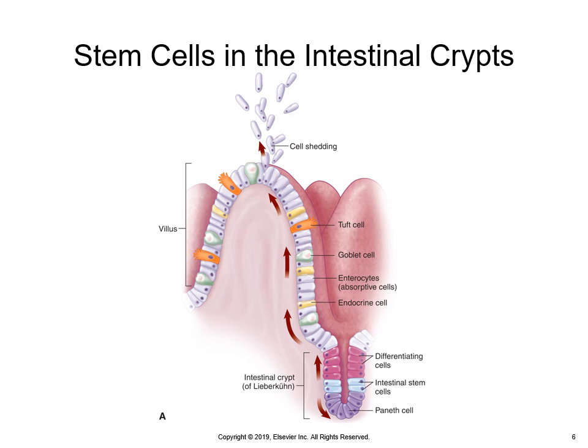We also have down here the Paneth cells, and they basically move deeper into that crypt instead of migrating upward.